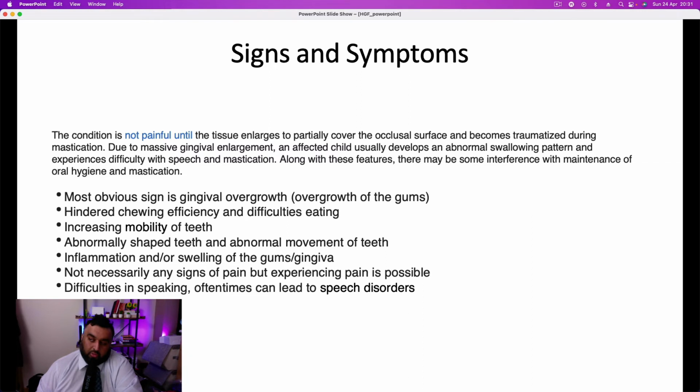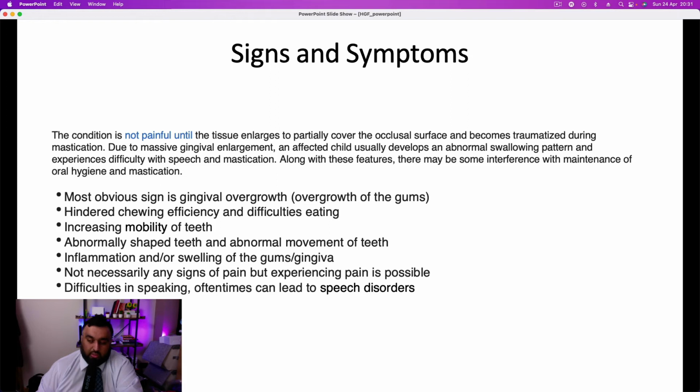These points mentioned here are the common descriptions or asked-for signs or symptoms in exams in reference to hereditary gingival fibromatosis, so I thought I'd put them here. The most obvious sign being that there is gingival overgrowth or outgrowth of the gums. There's hindered chewing efficiency and difficulty eating, increased mobility of teeth, abnormally shaped teeth and abnormal movement of these teeth, inflammation and swelling of the gingiva.